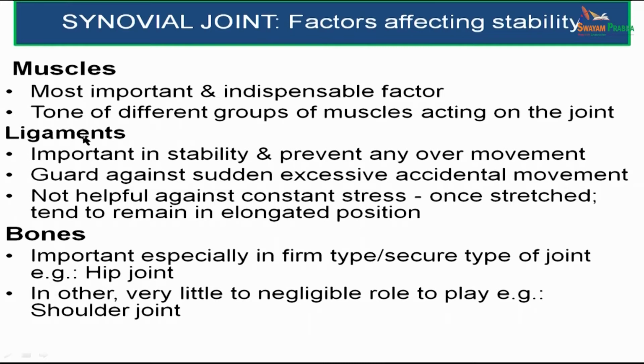Second are ligaments. They are important for stability and preventing excessive movements. They guard against any sudden accidental excessive movement. But once they are stretched, they are no longer helpful because they remain in that elongated position. Bones. Bones are important in special joints where their shape helps to make the joint secure, like a hip joint, whereas in other joints they do not play much role.